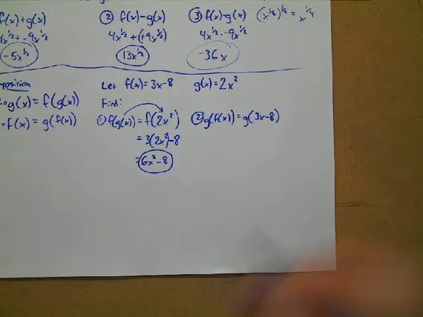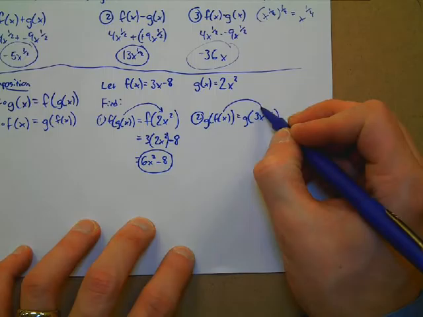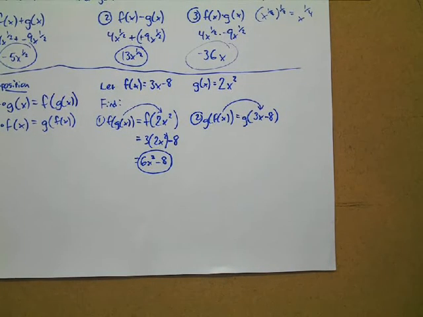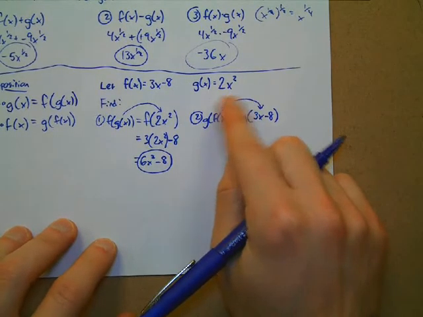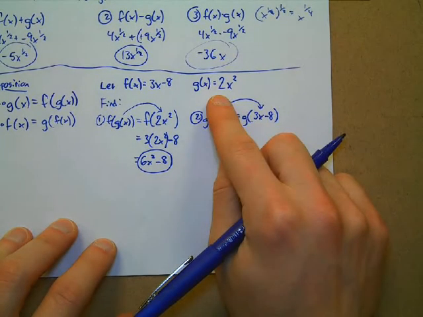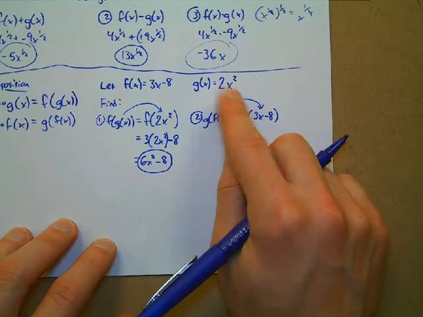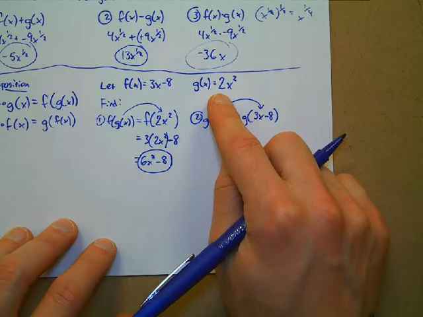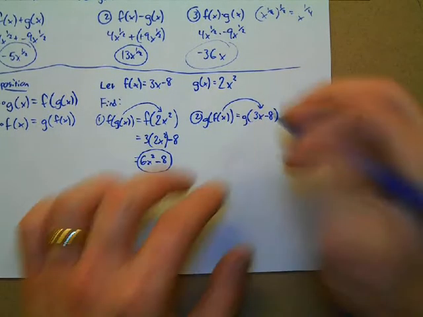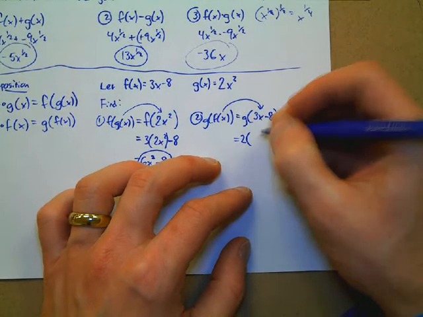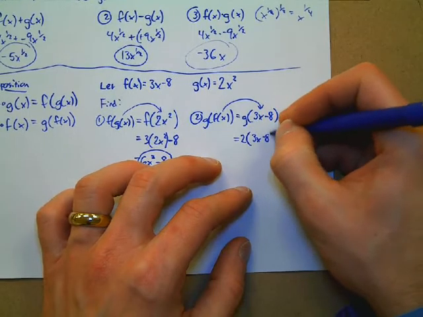So that 3x minus 8, where does that get plugged into in my g function? Where do I plug that into my g function? It replaces what? Not the 2. The 2 will still be there. The x, yeah, it just plugs in for x. So it's going to be 2 parentheses 3x minus 8 quantity squared. Exactly. It just replaces the x. It substitutes in. Yep.